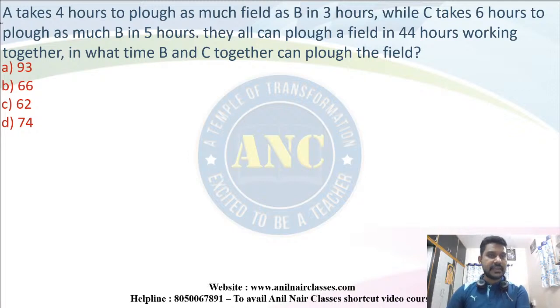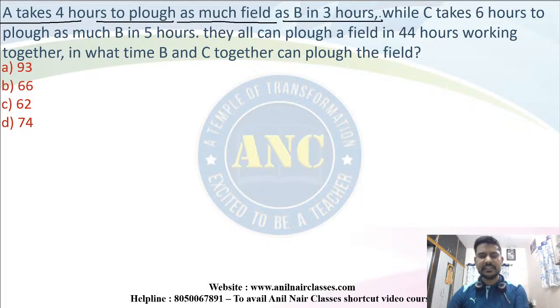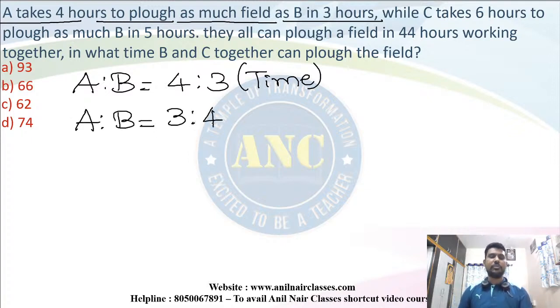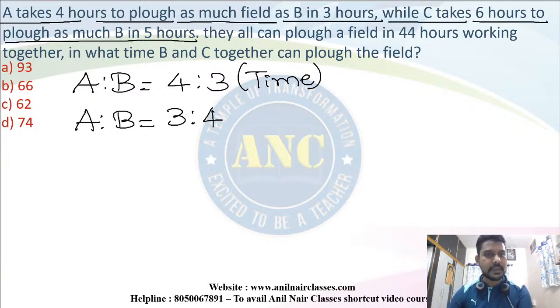Next, A takes 4 hours to plug as much field as B in 3 hours. That means, if A is taking 4 hours, B is taking 3 hours. So, this is the time ratio, but we are not interested in time. Let us quickly convert it to efficiency ratio. So, time ratio is 4:3. Efficiency ratio will be reverse of 4:3, which is 3:4.